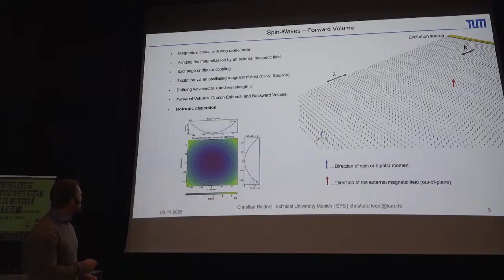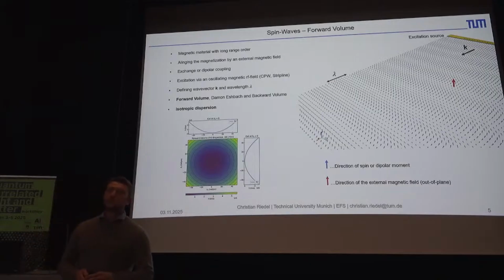As you can see here on the bottom left image, if we have a given external magnetic field, you have the characteristic of the k vector in x and y direction, and you can see here that you have a spherical distribution of this, meaning that it doesn't matter in which direction your spin wave propagates. It always has the isotropic dispersion.